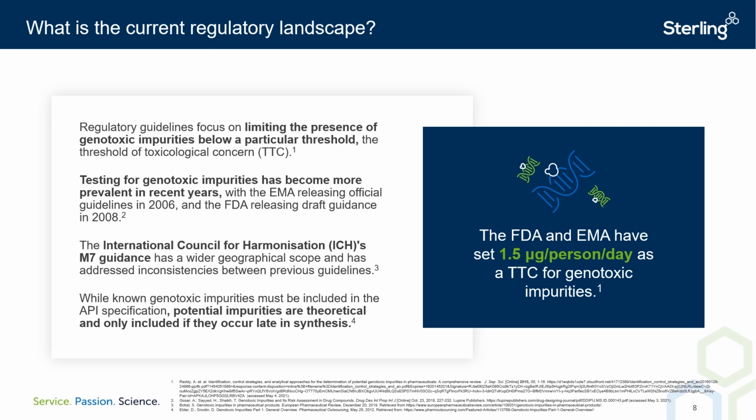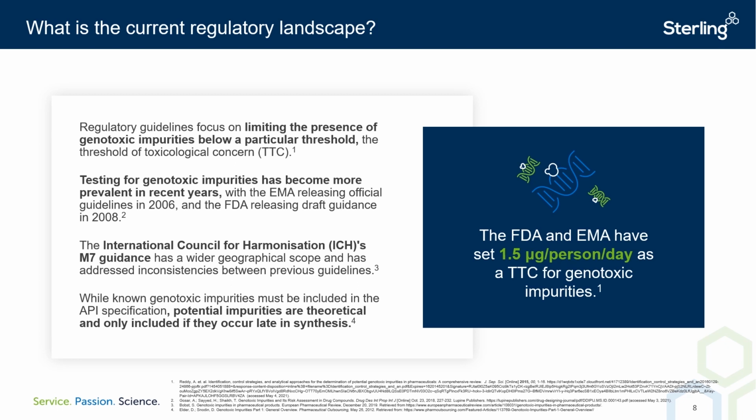We touched a bit on the role of regulatory measures in limiting genotoxic impurities, but what exactly do the guidelines look like today? In general, guidance focuses not on outright eliminating genotoxic impurities, but rather limiting them below the TTC, which the FDA and EMA have both set as 1.5 micrograms per person per day. Regulatory guidance around such impurities is relatively new, with the EMA and FDA releasing guidelines in 2006 and 2008, respectively.